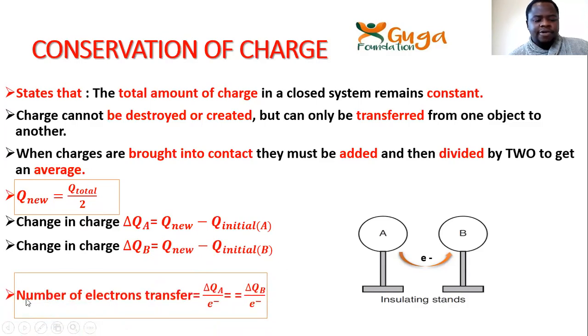So this is the formula for calculating the number of electrons that are transferred: it is equal to the change in charge from here divided by the elementary charge E.